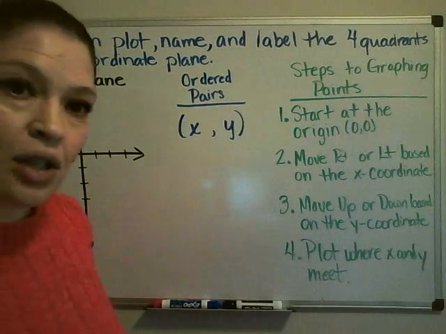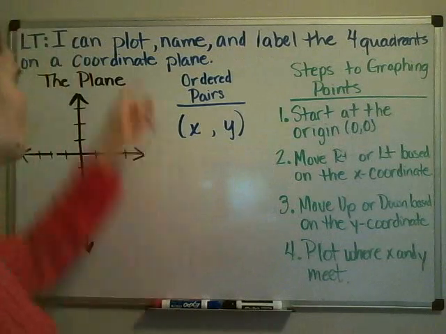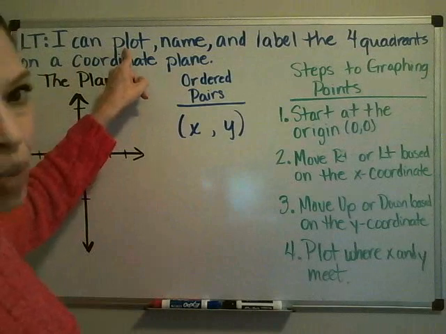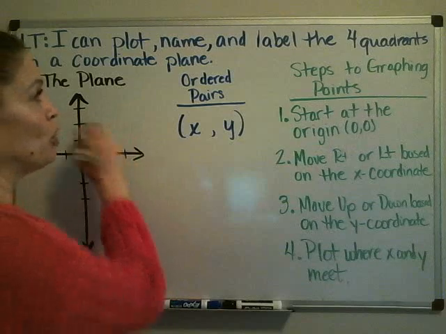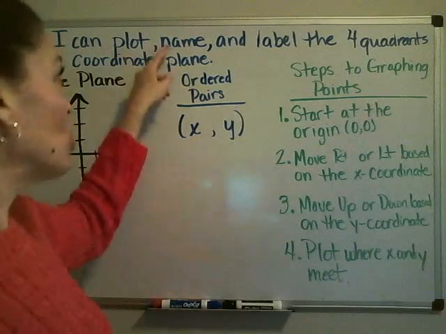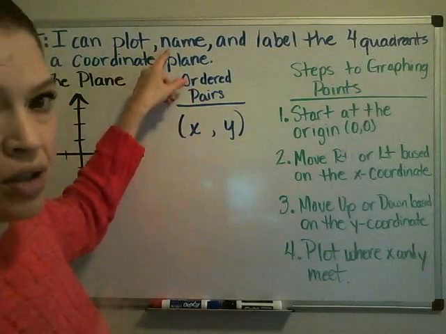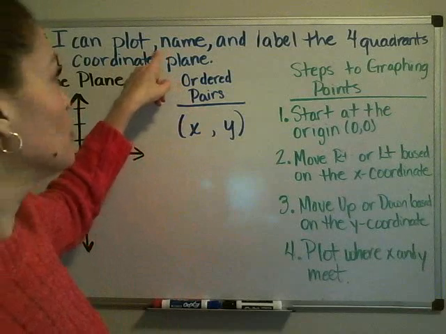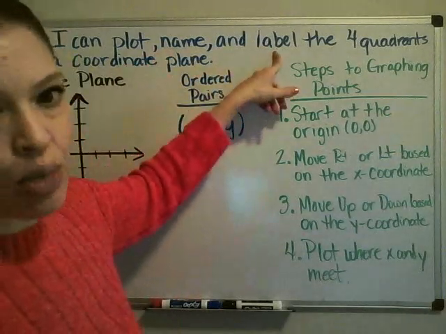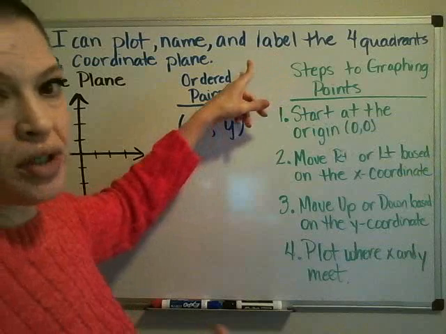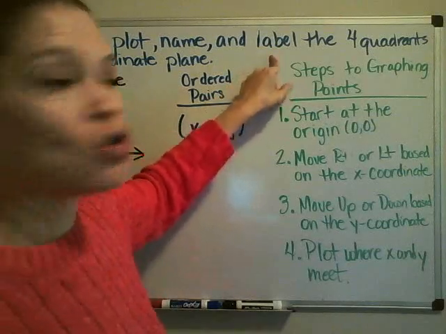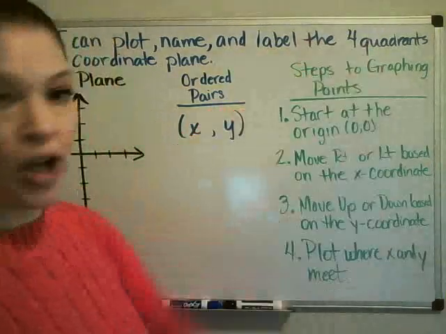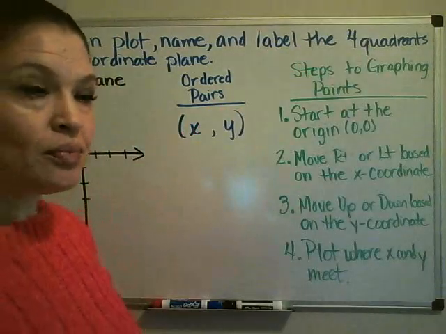By the end of this lesson, you should be able to plot a point. That means locate it on the grid, like put it on the grid. You should be able to name it. That means tell its location. And label it, the point. But more importantly, you're going to be able to label or know the positioning of the 4 quadrants. Okay?